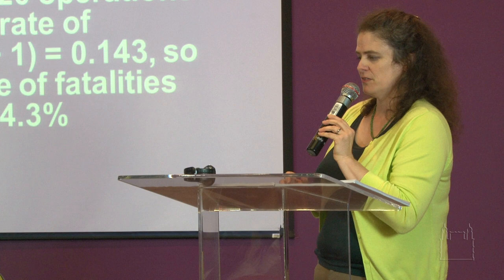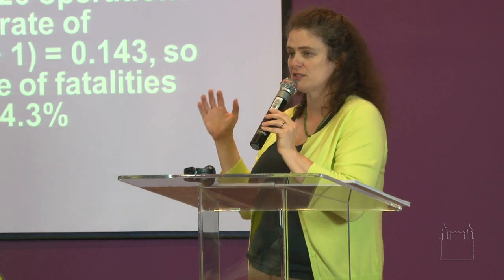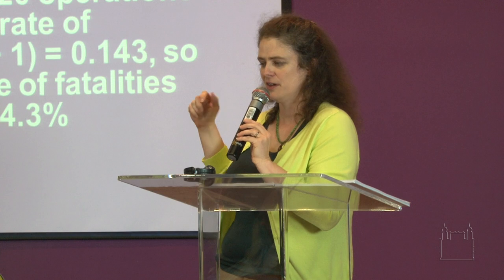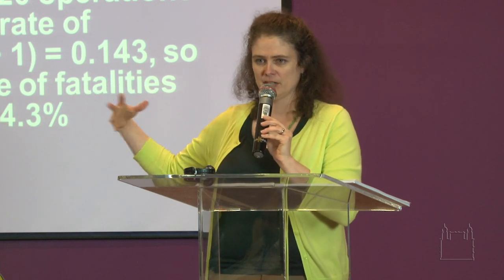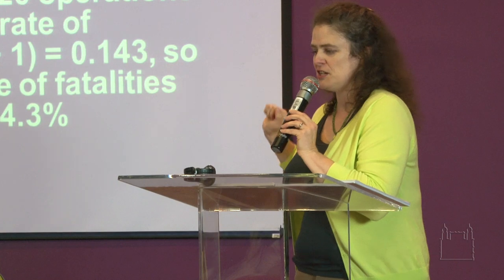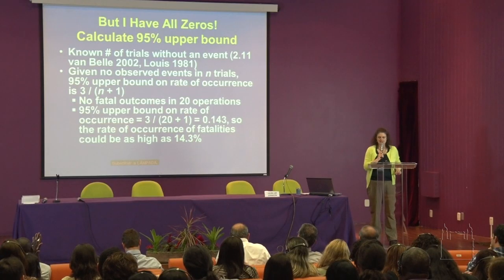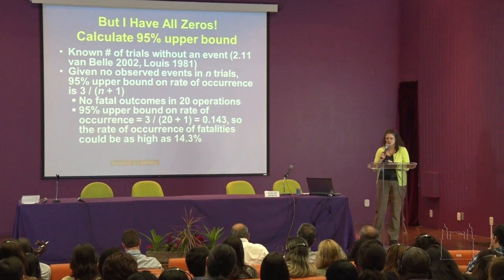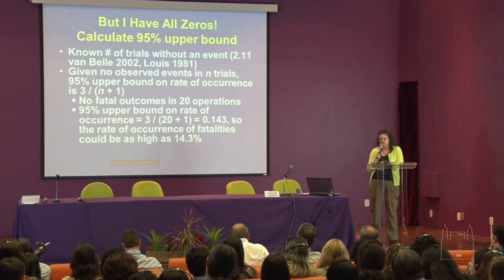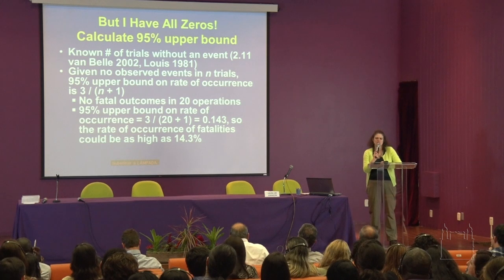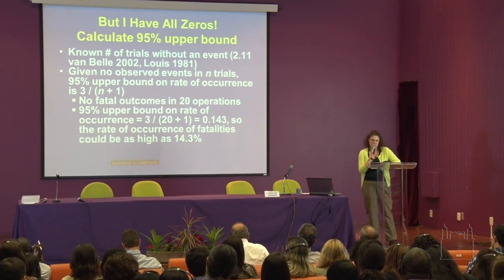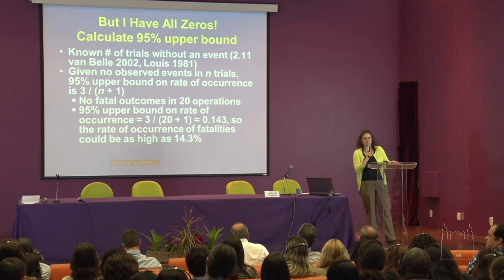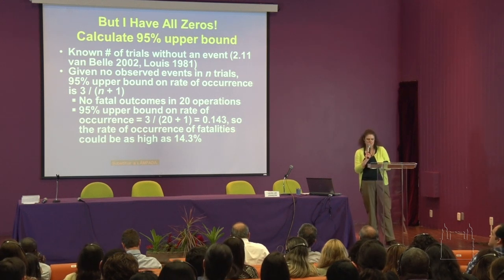It's a better estimate. So if I have no fatal outcomes in 20 operations, my 95% confidence upper bound on the rate of occurrence, in his case of death, was 3 divided by 21, by 20 plus 1. So it was 14.3%. So he had to then say that his rate of occurrence of fatalities could be as high as 14.3%, which wasn't exactly the correct interpretation, but it got him through where he needed to be. So if you ever need to put an upper bound on zero, this is how you do it.